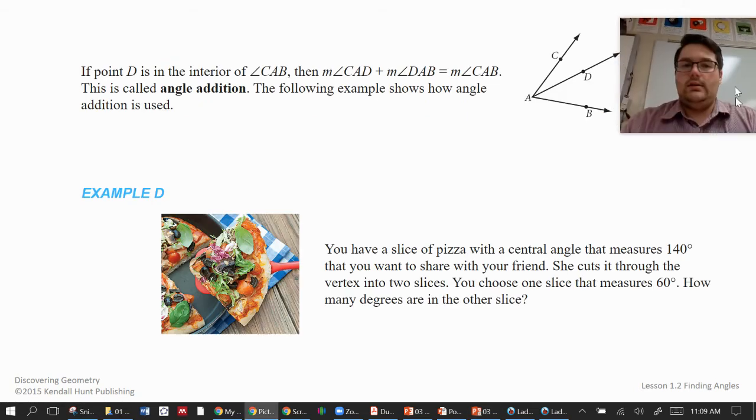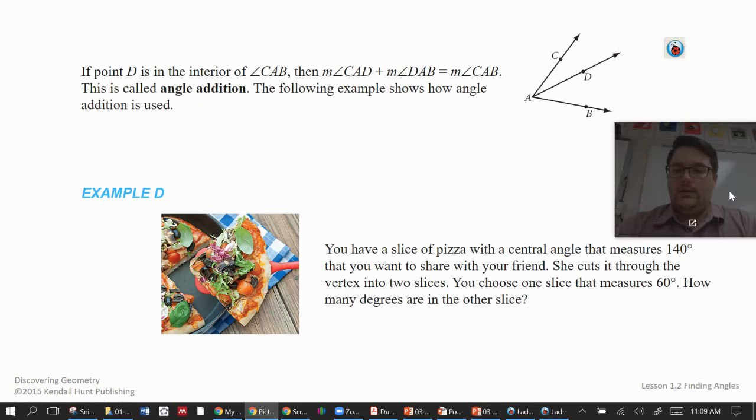Okay, and then our last thing here is angle addition. Angle addition works just like segment addition. All it says is if you have a situation like this, that piece plus that piece equals the whole thing. So here's an example. You have a slice of pizza with an angle that measures 140 degrees. That's that angle there.